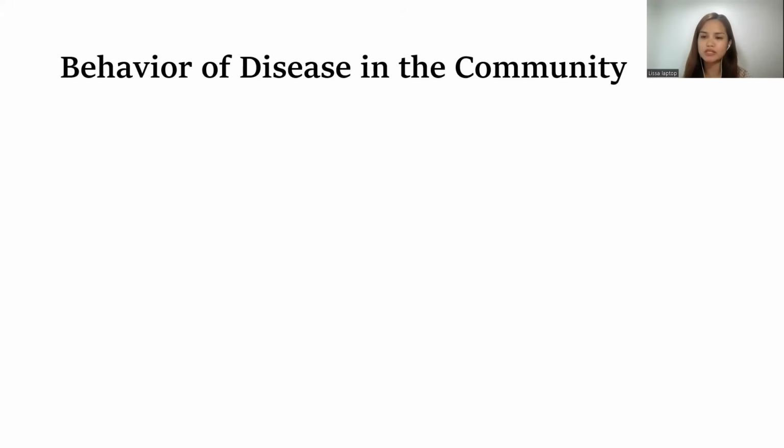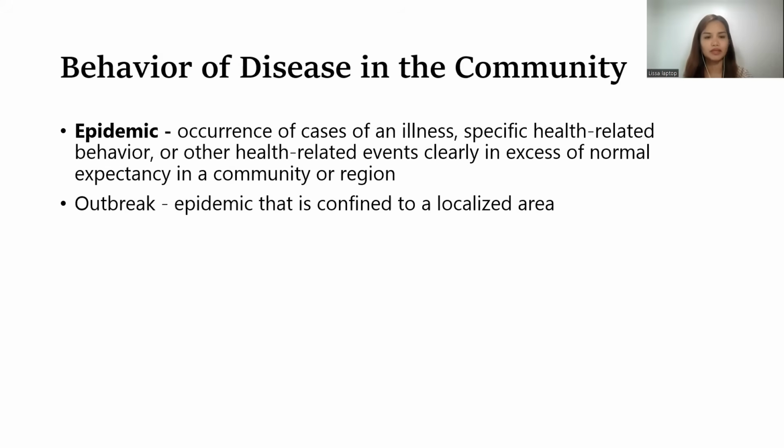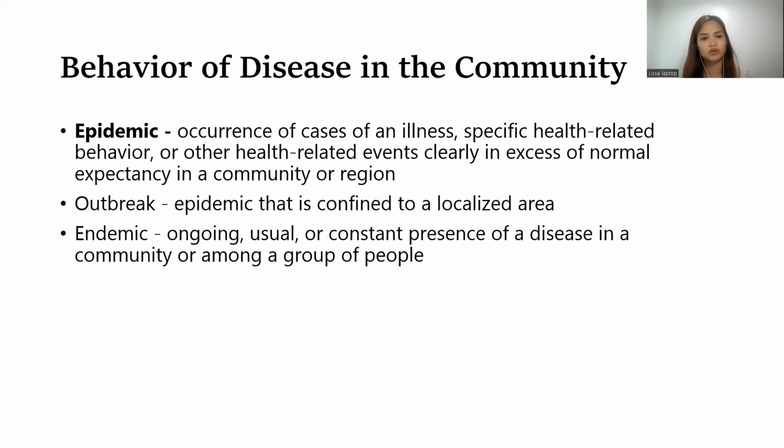Historically, epidemiology was developed to investigate epidemics of infectious disease. So let's define an epidemic. An epidemic is an occurrence of cases of an illness, specific health-related behavior, or other health-related events clearly in excess of normal expectancy in a community or region. An outbreak is an epidemic that is confined to an even more localized area. And an endemic is an ongoing, usual, or constant presence of a disease in a community or among a group of people.